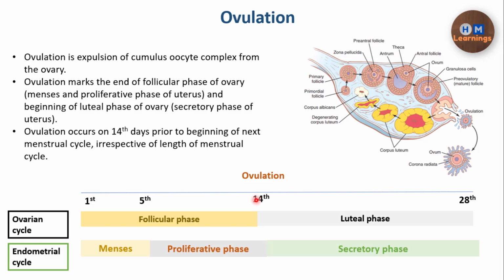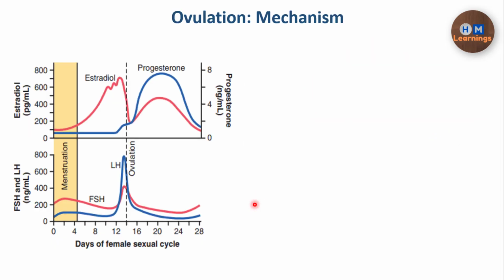In general, we say that the luteal phase duration remains constant. It is a duration of 14 days. So from the beginning of the next menstrual cycle, if you subtract 14 days retrospectively, you can get the ovulation day of the previous menstrual cycle, irrespective of the length of the menstrual cycles. That is how we know when ovulation happens. So in this slide we have seen what ovulation is and when it occurs, and it's a demarcation between the follicular phase and the luteal phase, and the proliferative phase and the secretory phase. In the next slide we are going to see the mechanism of how it occurs.